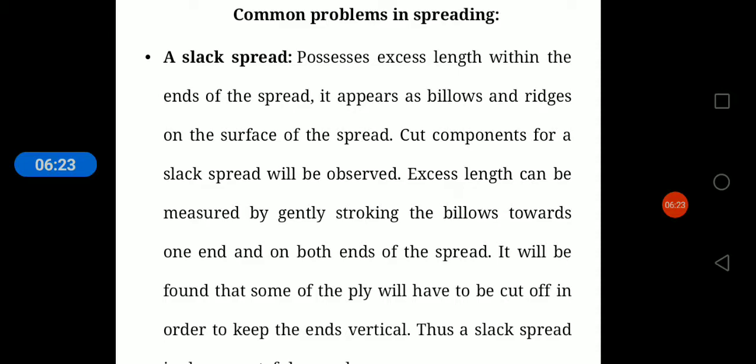Okay, common problems in spreading. A slack spread possesses excessive length within the end of the spread. It appears as billows and ridges on the surface of the spread. Cut components for a slack spread will be affected. Excess length can be measured by gently stroking the billows towards one end and on both ends of the spread. It will be found that some of the plies will have to be cut off in order to keep the ends vertical. Thus, a slack spread depends upon its excessive length.